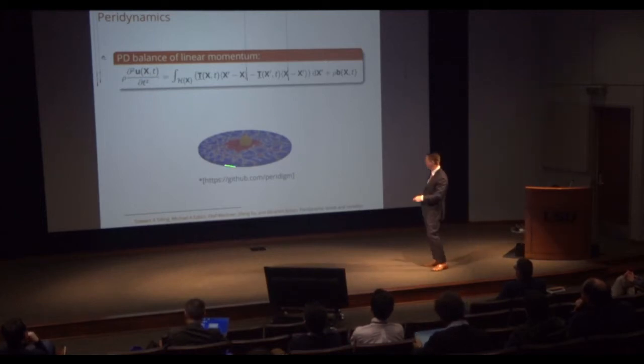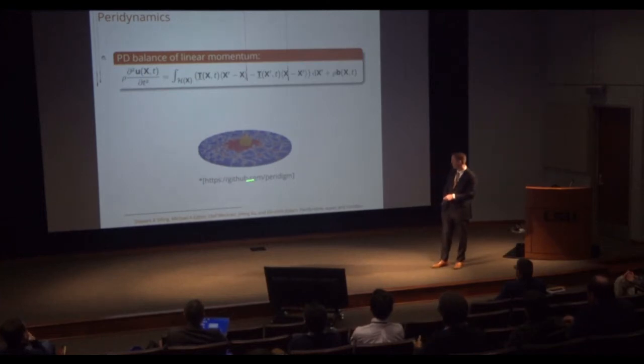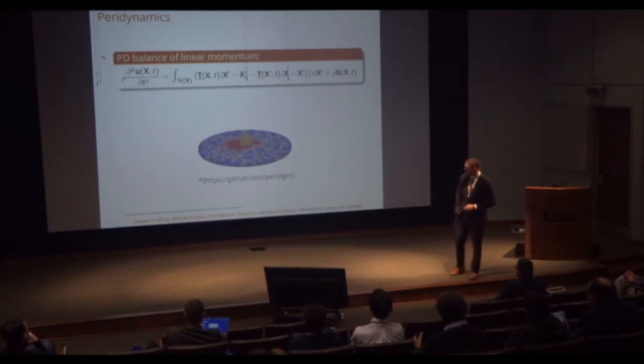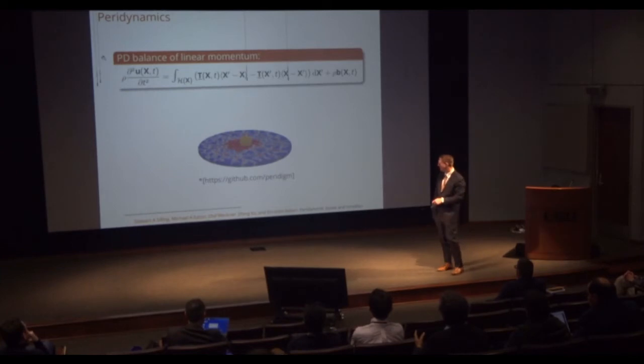This is an image of a rigid ball on a glass plate that was generated by the open source code of Peridynamic, which has been in development for about a decade now. We've done a lot of development out of my research group, and the work that we're going to present today was done within Peridynamic.